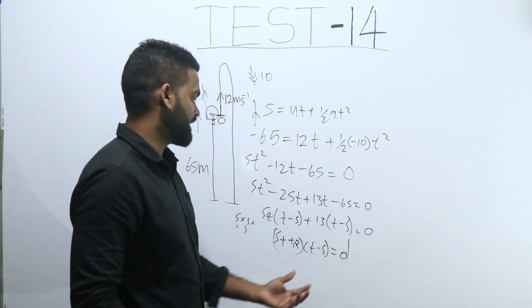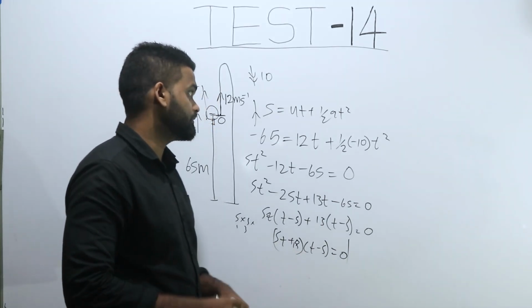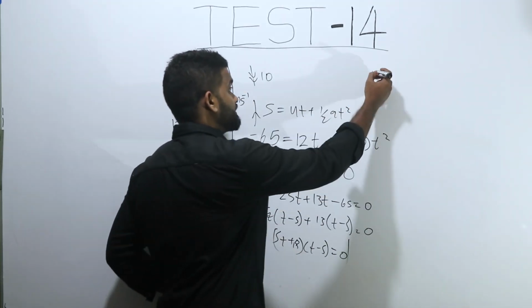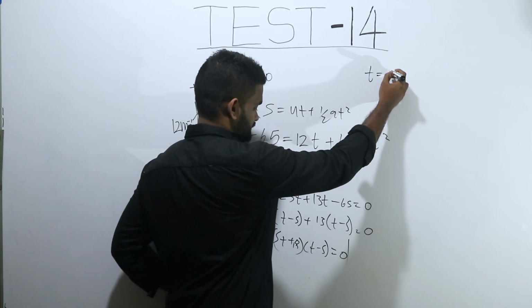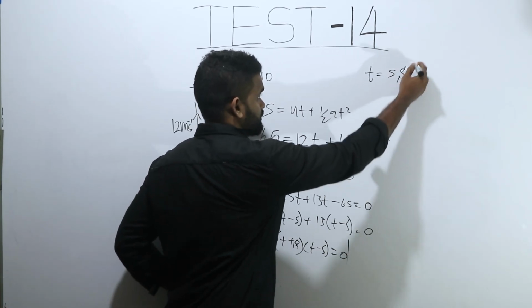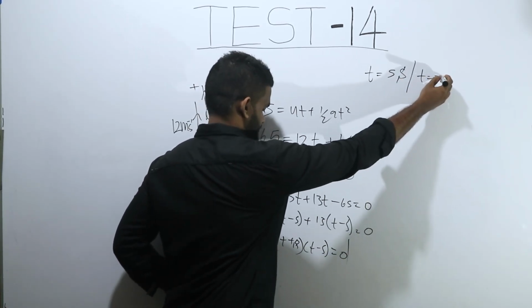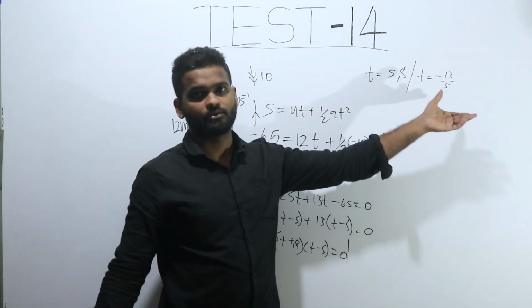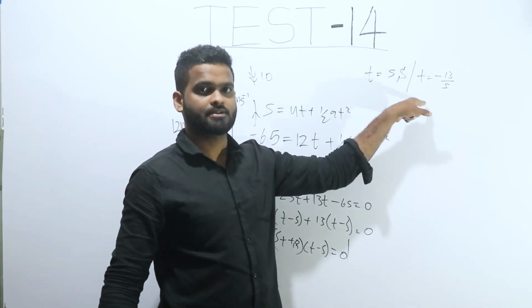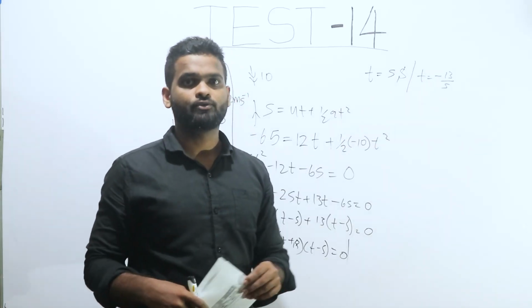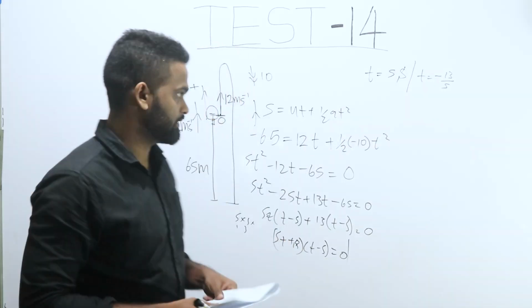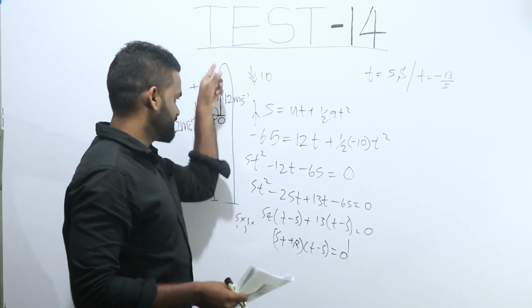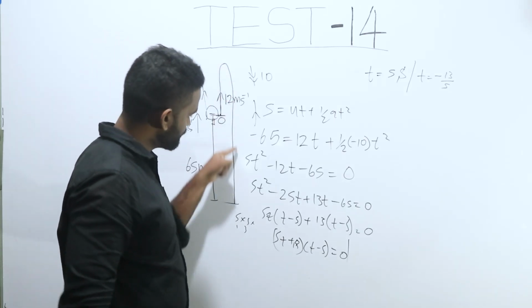So you have two factors, t minus 5 and this one. Then we can say two answers: t equals 5 seconds or t equals minus 13/5. The time cannot be negative, so we can reject this answer. So the answer should be 5 seconds. The stone takes 5 seconds to complete this motion.